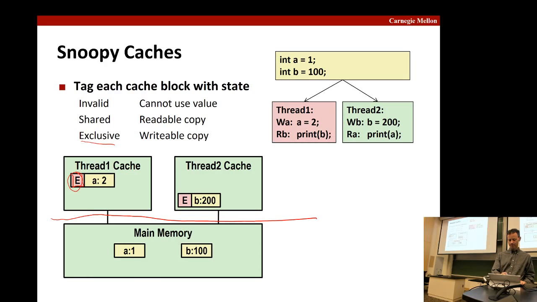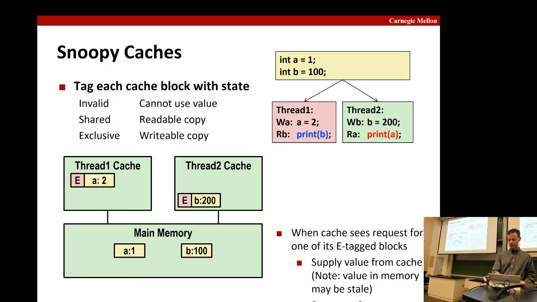So the first thing that happens when thread 1 tries to do this write is that it first grabs the cache line in exclusive mode, and then it does the write. Okay. And similarly for thread 2, it grabs the cache line that contains B in exclusive mode and does the write.